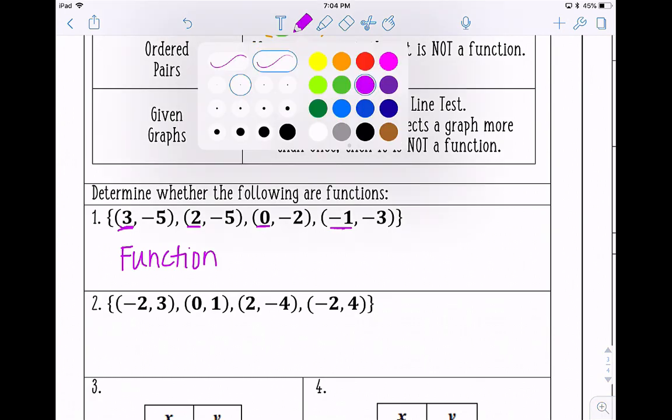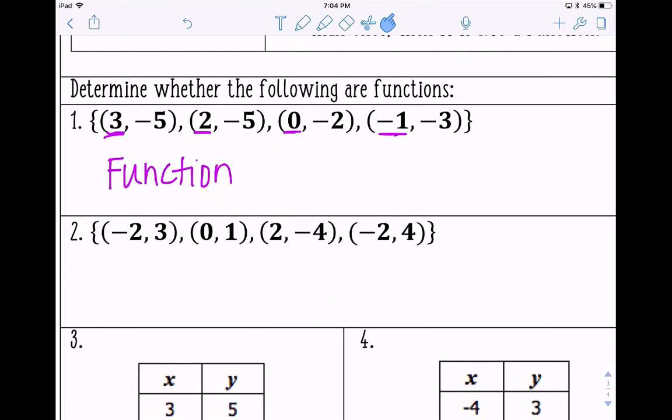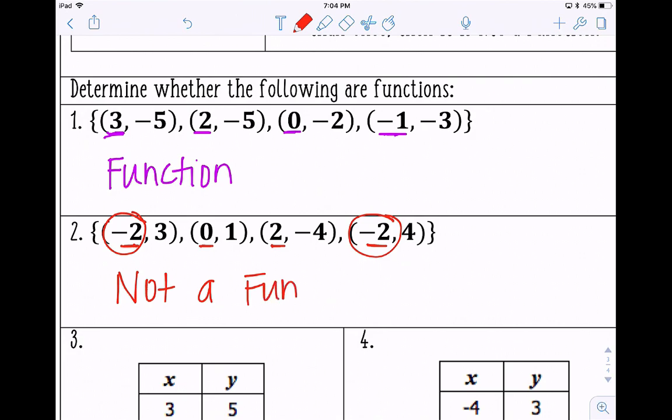All right, same steps, looking at the next example. Again, we're identifying the x's. We're looking at -2, 0, 2, and -2. You should notice that the -2 at the beginning and the -2 at the end are the same x value. The x value repeated, so this would not be a function. So I'm going to write not a function. And basically it's as easy as that. Just looking at the x's, did it repeat or did it not repeat?